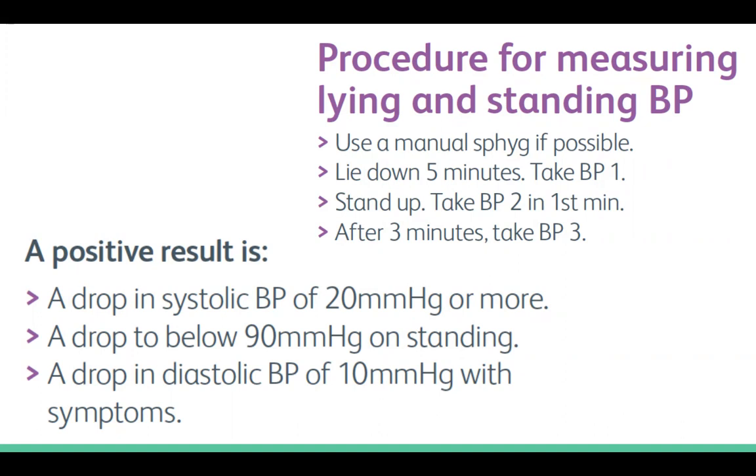Lie the patient down for 5 minutes and take the first blood pressure. Then ask them to stand up, taking the second blood pressure at the first minute and the third blood pressure at the third minute. If your patient has a drop in the systolic blood pressure of more than 20, or if the systolic is less than 90 on standing, then you have a positive result. If the diastolic drops by more than 10 millimeters of mercury and the patient has symptoms, then you also have a positive result.